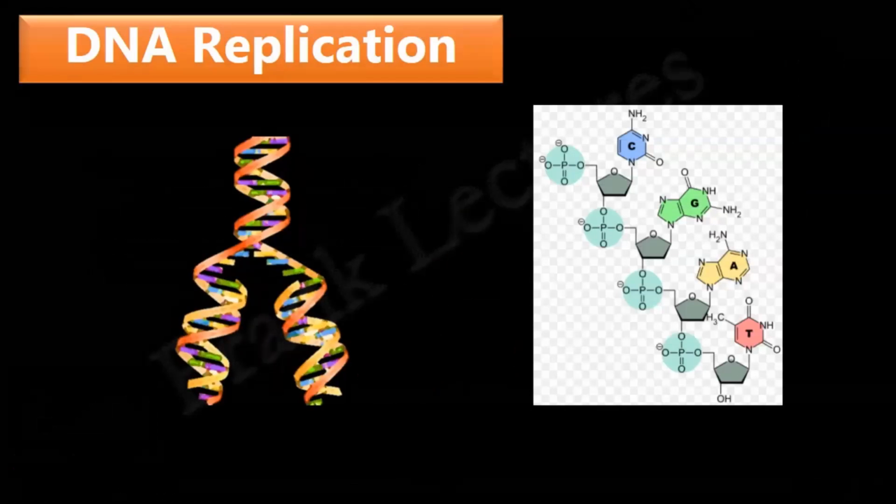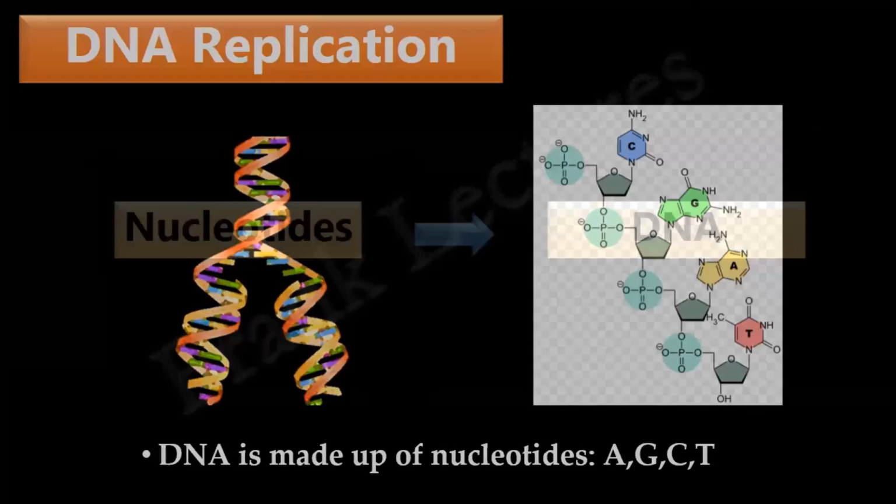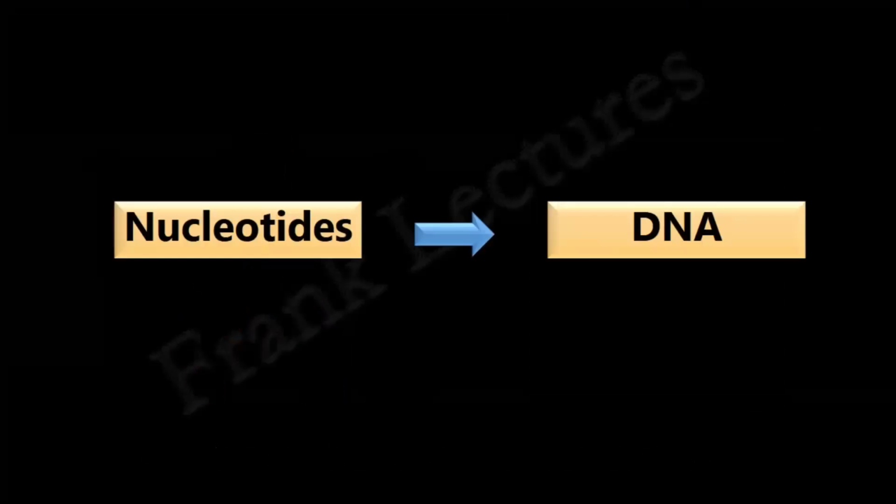We all know that DNA is made up of nucleotides, namely adenine, guanine, cytosine, and thymine. These nucleotides are synthesized in the cell. Now suppose a cell is not able to synthesize these nucleotides. What will happen? There will be no DNA formation, hence no DNA replication, and this will be fatal for the cell.